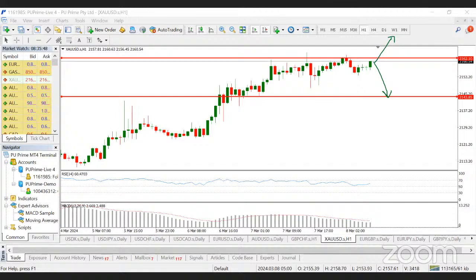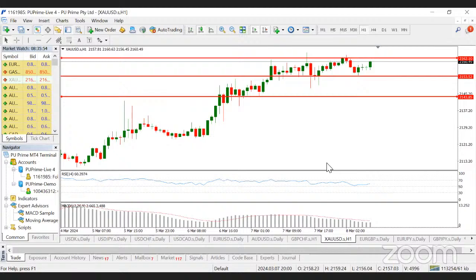So if you want to trade gold this afternoon, I'll advise we look at a range between these two places, this resistance and support. We can take that as our range. A breakout below the range will mean a sell, and a breakout above the range could mean a buy.